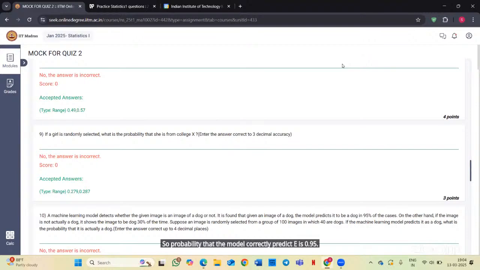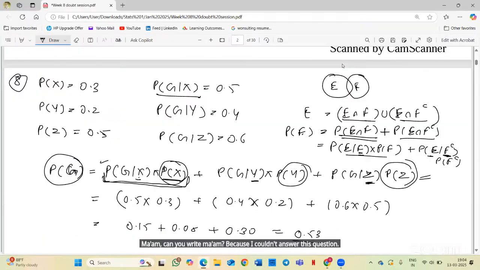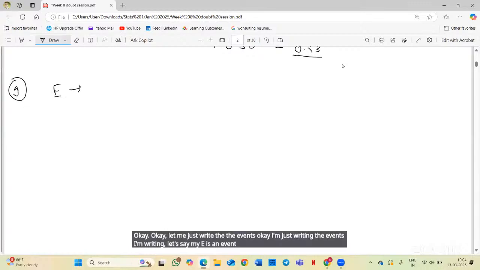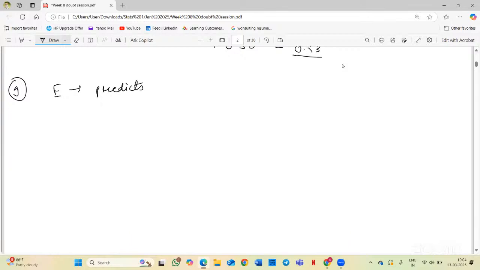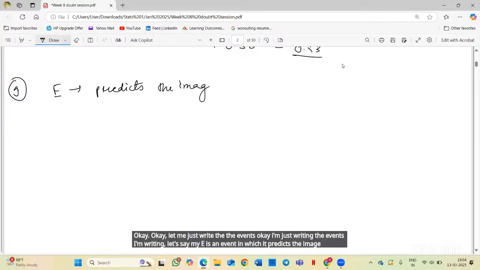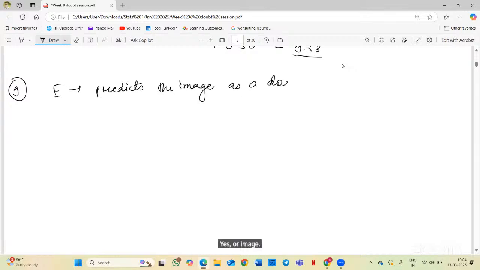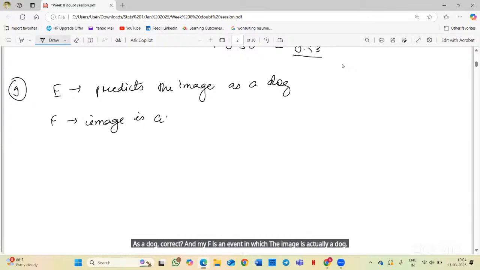Are you sure? Ma'am, can you write, ma'am? Because I couldn't answer this question. Okay. Let me just write the events. I'm writing, let's say E is an event in which it predicts the image as a dog. And F is an event in which the image is actually a dog. These are my two events.